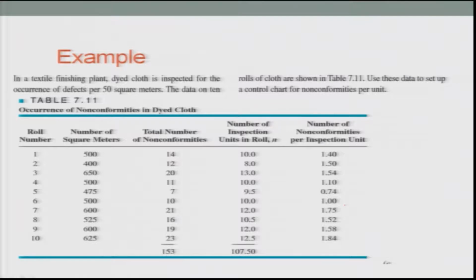So, the first one is 14, the second is 12, till the second last and last, which are 19 and 23. The number of inspection units in each roll, which is basically n, is given as 10, 8, 13, and the last two values are 12 and 12.5. So, the number of non-conformities per inspection unit is found out. Based on that, you recalculate and draw the chart, so that it will give you a much better perspective of how the process is going.